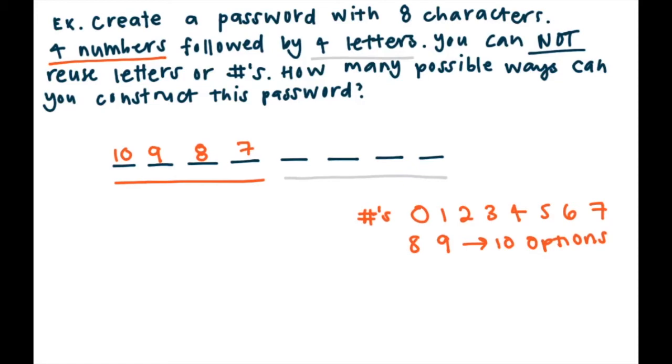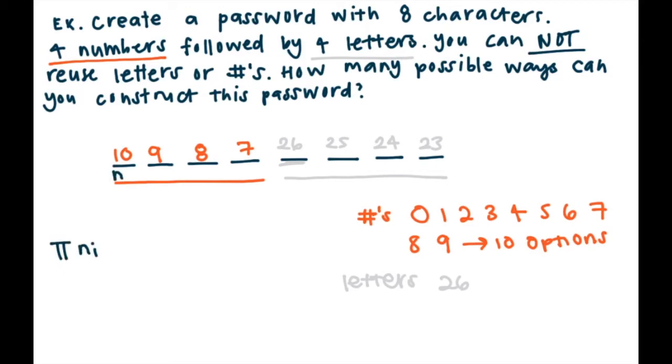Okay, and then for letters, we know that we have 26 options. And for this spot right here, I'm going to have 26 options possible. Then if I use one letter, I'm going to only have 25. Then 24, 23. Okay, then using the theorem, we take the product of the ni's.